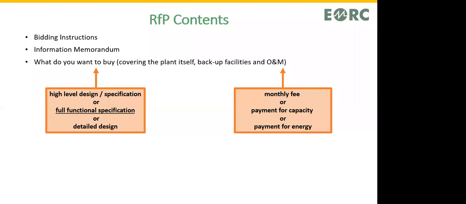The next part is particularly important. What do you want to buy? And this is where you set out what it is that you want. Now we've set out three options: a high-level design stroke specification, a full functional specification, or a detailed design. It's important that you tell them what you want. If you leave it to the bidders to offer you something, you will never be able to choose between the myriad different options that are provided to you. If you give a high-level design, then again, you will struggle because you will get very different offerings from the different bidders and you will struggle to choose between them. If you provide a detailed design, then there's every danger that you will exclude quite a number of bidders from bidding because they don't have the technology that matches exactly your detailed design.